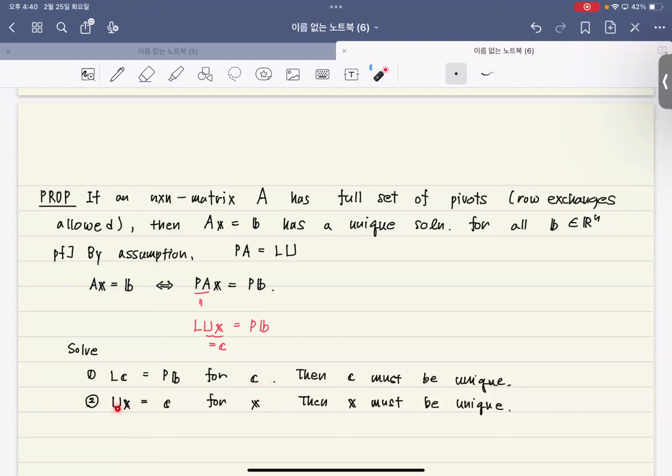And next you need to solve Ux = c for x. This is also possible because it has a full set of pivots. Therefore, the diagonal entries of U are all non-zero numbers. And again, because of the application of back substitution, x is always uniquely determined. So therefore, this always has a unique solution.